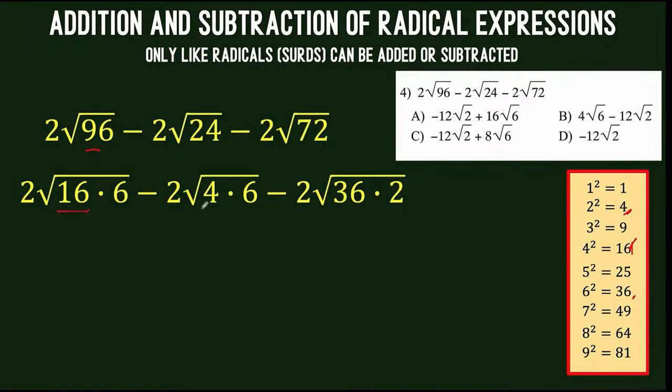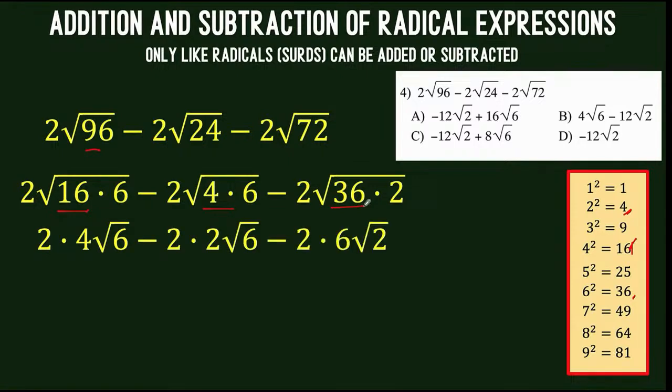This 16, this 4, and this 36 are perfect squares. That means we can get their square root. So the square root of 16 is 4, the square root of 4 is 2, the square root of 36 is 6. All the rest are copied and simplified. 2 times 4 is 8, 2 times 2 is 4, copy the minus sign here. 2 times 6 is 12, copy the minus sign.